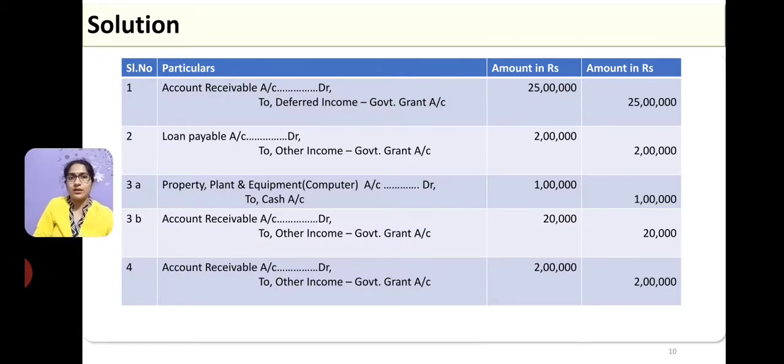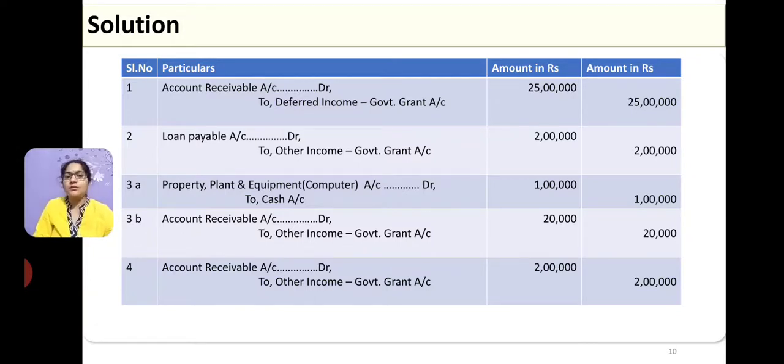Later you are going to get the government grant. So now for that 1 lakh worth computer, they are giving you a government grant of 20,000. You record it as 1 lakh worth asset, but when you get the government grant, then put it as account receivable account debited 20,000 to other income.